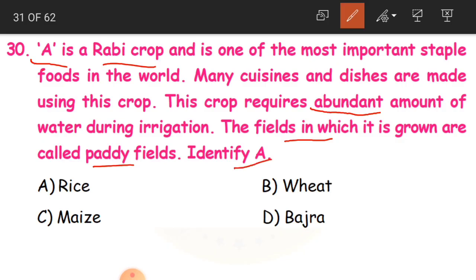And what is this A? That we have to find out. Whether it is rice, wheat, maize or bajra. So paddy fields means, children? Yes, that is rice. A is our answer.